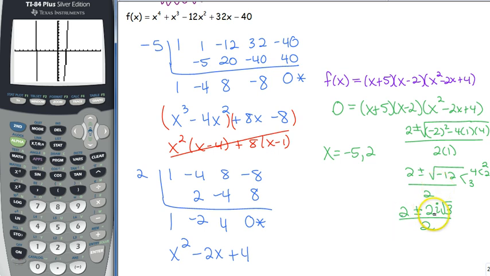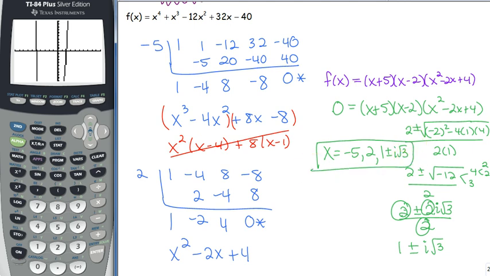Then I have 3 pieces. All 3 pieces are divisible by 2, which means that leaves me with 1 plus or minus i root 3. So those are also going to be solutions. 1 plus or minus i root 3.